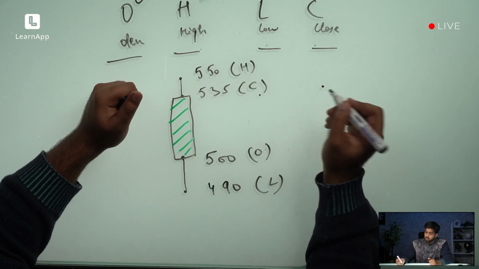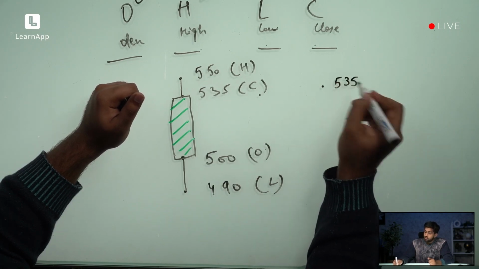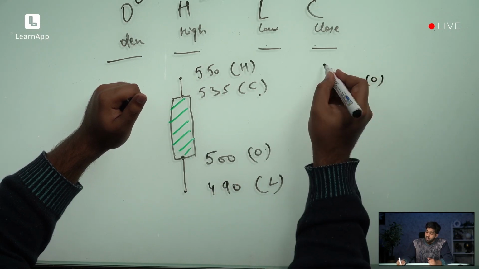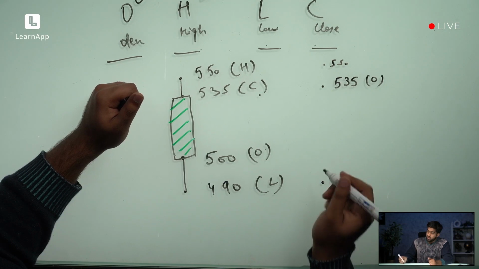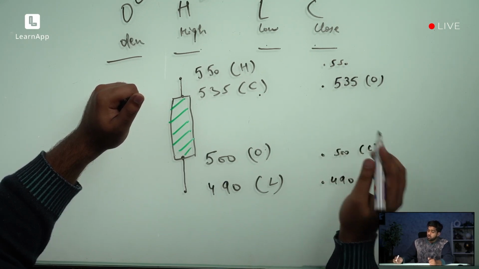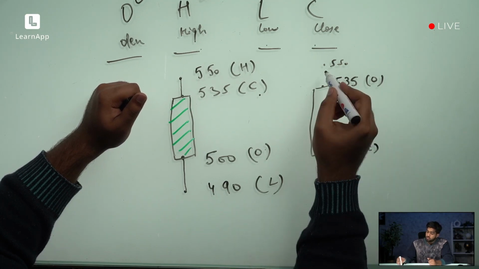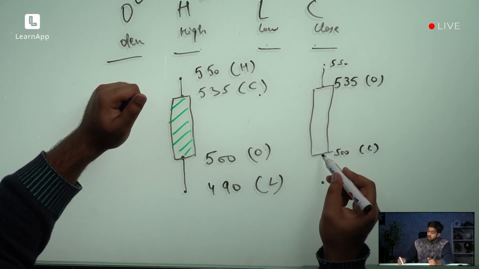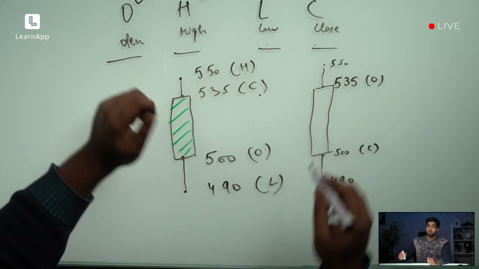Now a similar scenario: suppose the price opened at 535, the highest it reached was 550, the lowest it reached was 490, and it closed at 500. Now we will join the close and the open, make a line from the upper part, and touch the base of the rectangle with the lower part. Now tell me the color of the candlestick.